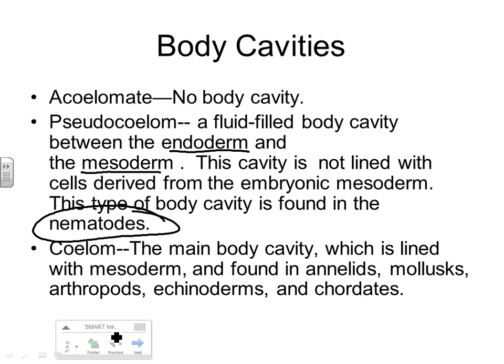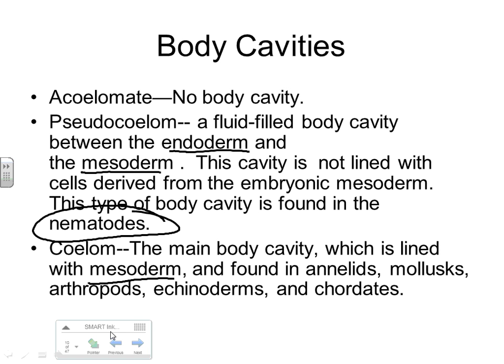It's made between the endoderm germ layer and the mesoderm germ layer. So it's like a pocket in between those two. And then a normal one is lined completely with tissues that came from the mesoderm. But if you see the word coelom, realize that's the type of body cavity found in most animals.